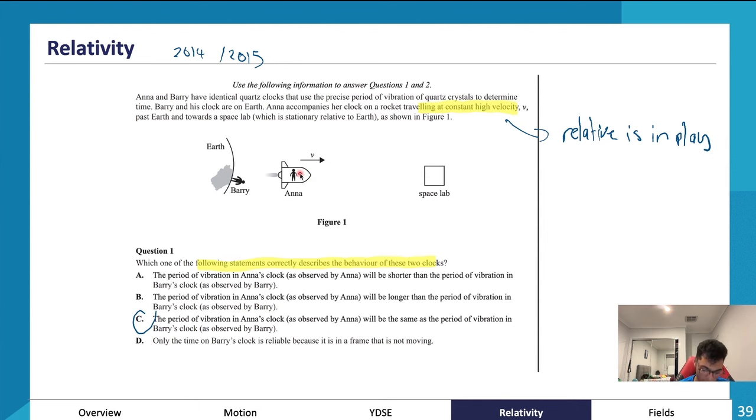Let's call this clock 1 and then clock 2. Their respective clocks are in the same reference frame as the person who's looking at the clock. So Anna, who's looking at clock 2, is in the same reference frame as clock 2. So the time, let's say it takes 1 second, is always going to be 1 second. Barry, who's on Earth, who has clock 1, is in the same reference frame as clock 1. Because of this, Barry's clock is also going to be ticking at 1 second, the same as Anna's, because both of them are in the same reference frame as their own clocks. Cool.